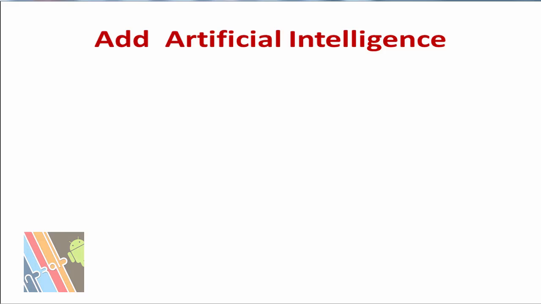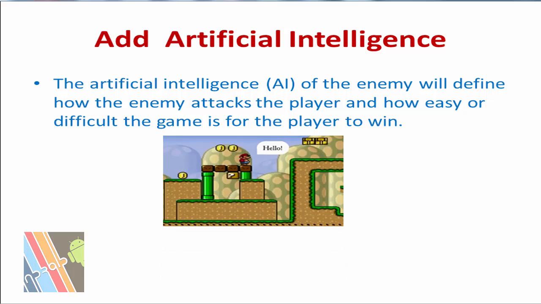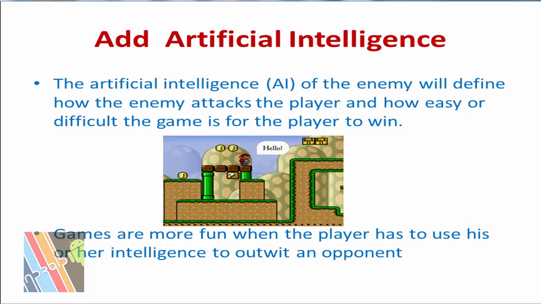Now adding the artificial intelligence. The artificial intelligence of the enemy will define how the enemy attacks the player and how easy or difficult the game is for the player to win. Games are more fun when the player has to use his or her intelligence to outwit the opponent. Opposing the intelligence might be a multiplayer game or a game that might be built by the developer, displayed through the actions of the collections of the game.